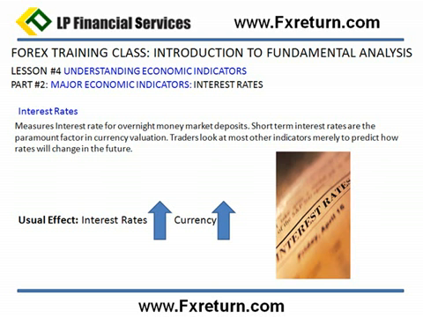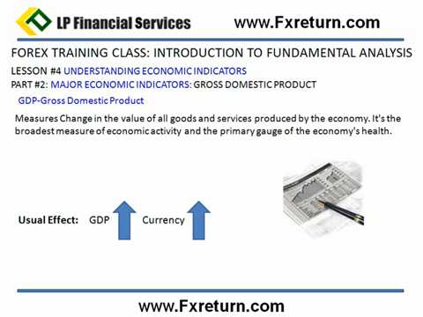The next indicator we'll follow is the GDP or gross domestic product. This measures a change in the value of all goods and services produced by the economy. It's the broadest measure of economic activity and the primary gauge of the economy's health. The usual effect is, as the GDP goes up, the currency goes up.